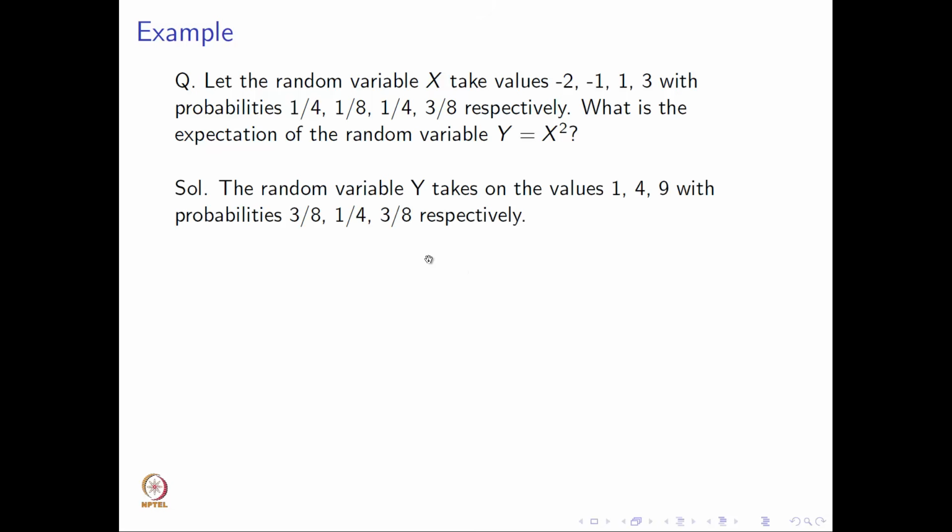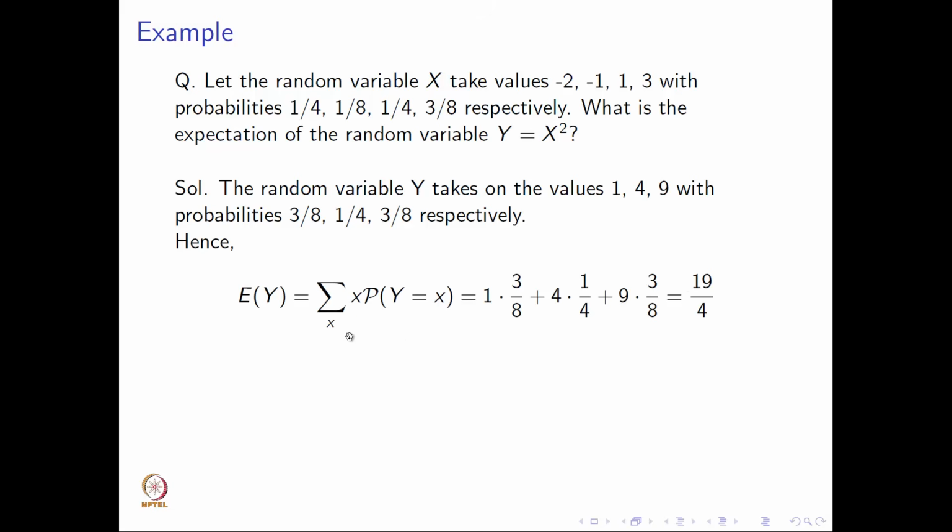So what we can do is we can calculate the values that the random variable y takes along with the associated probabilities, since we are aware of the relation between y and x. Thus we have y taking on the values 1, 4 and 9 with probabilities 3 by 8, 1 by 4 and 3 by 8 respectively. Given this information, we can simply apply the formula for expectation and calculate the expectation of the random variable y. This is as follows, giving a result of 19/4.